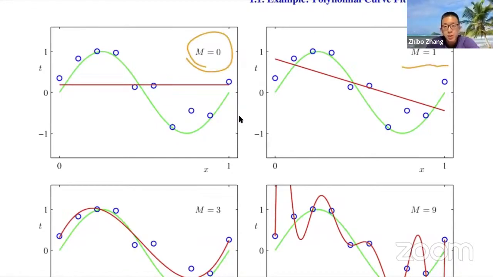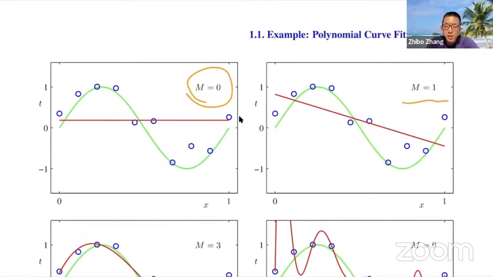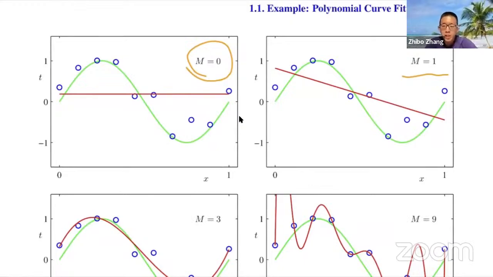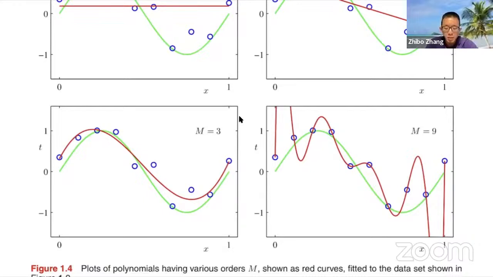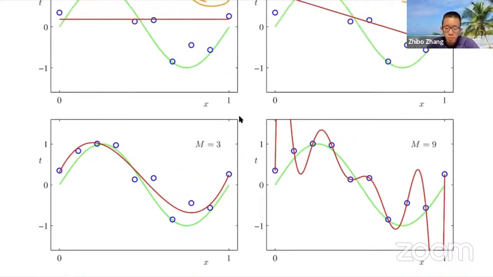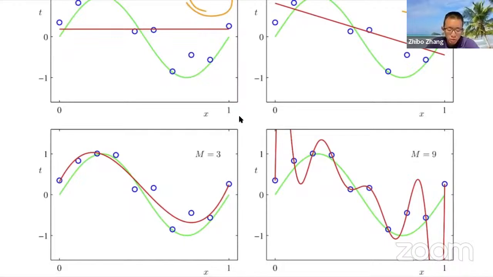And the second case is M equals 1. What this means is that you can not only have an up and down position, but you can also have a slope. In that case, you can see maybe it's fitting the data points a little bit better. And the third example is M equals 3, where the highest order is x cubed. In that sense, we can see that it's fitting the data points much better compared to the previous two examples.